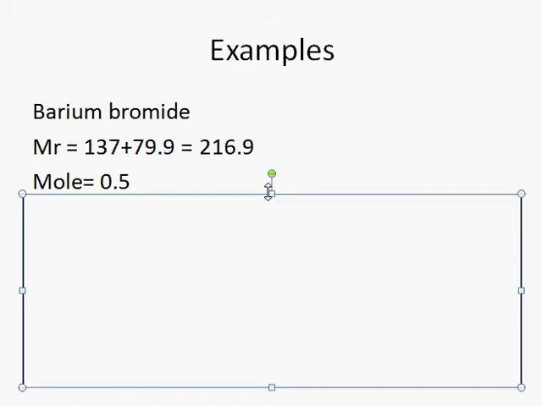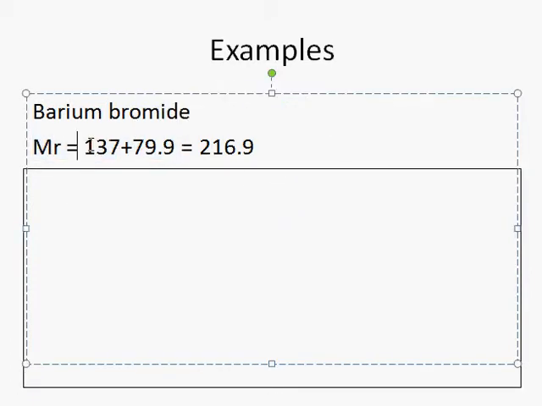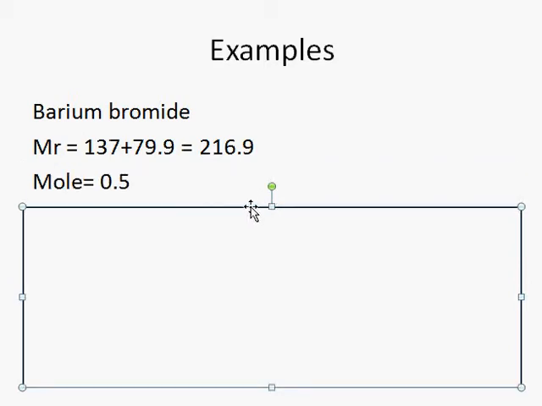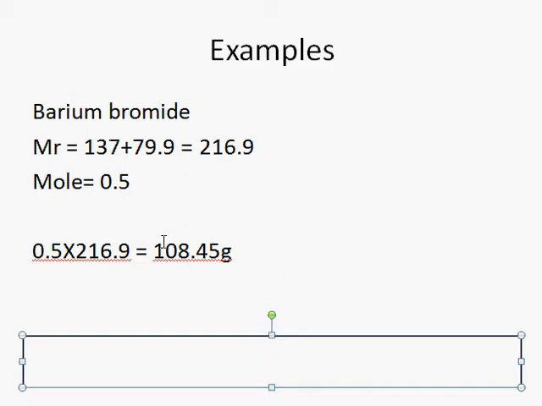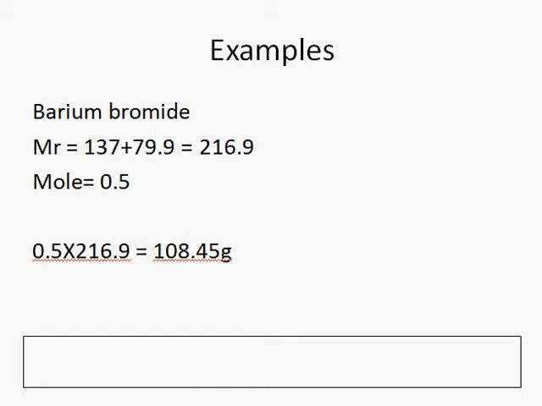Another example is barium bromide. If we have its Mr, which is 137 for the barium and 79.9 for the bromine, we will get a total Mr of 216.9. So there's the Mr, and if we have the moles, which is 0.5 in this case, we can multiply the moles by the Mr to get the grams, which is 108.45 grams.